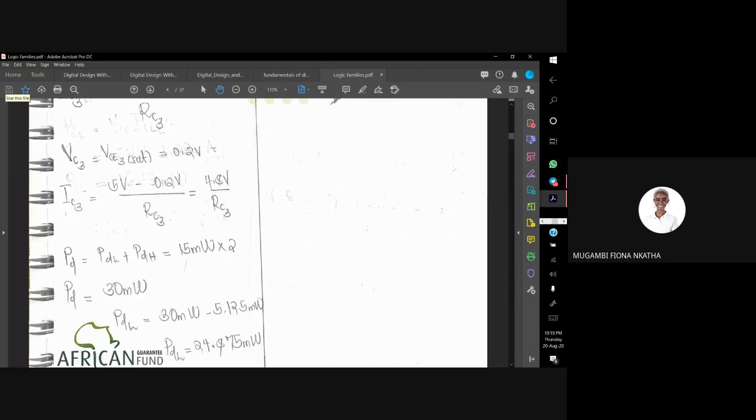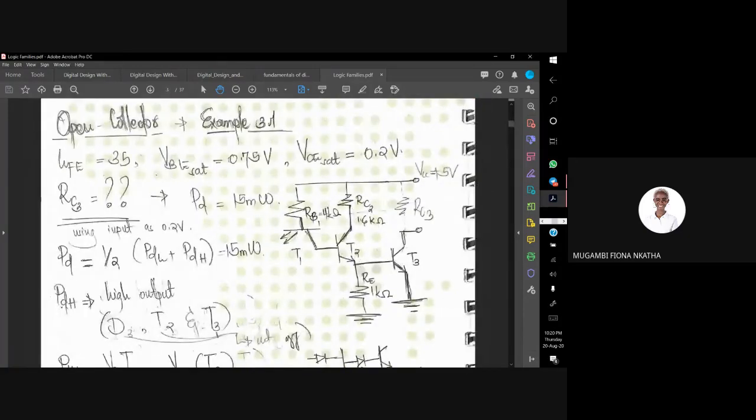I just forgot to put the half there. So PD is 30 milliwatts. No, what have I done? Wait. PD, this is the equation. This is how it is. PD is equal to a half of PDL plus PDH. Yes? So PDL plus PDH is equal to 15 milliwatts times 2. So PDL plus PDH is 30 milliwatts.